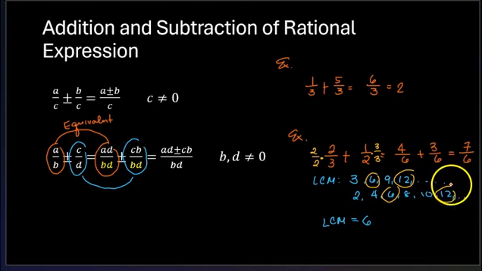Now you might be asking, what if you use 12 instead of 6? It's okay. You would still end up with a simplified 7 over 6. The only problem if you use 12 as the denominator is you'll be dealing with a bigger number. But at the end, you should still simplify your answer and end up with 7 over 6.